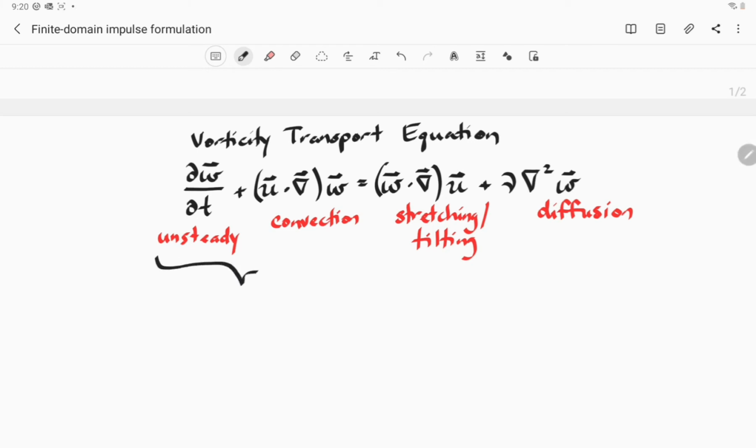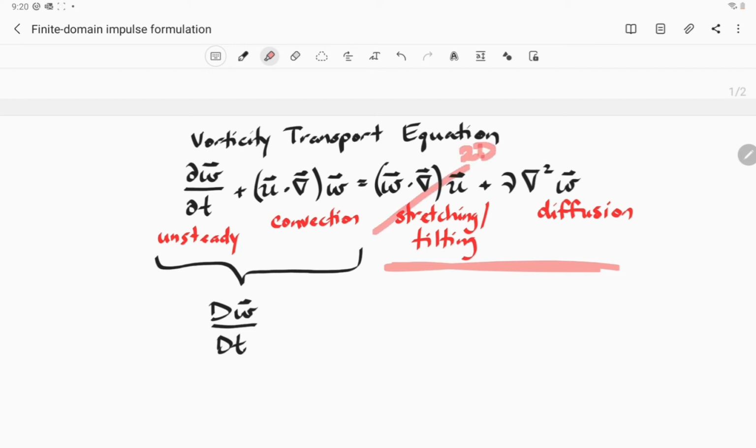But if we combine these first two terms, we're actually getting back the material derivative. So that is the rate of change of vorticity of a fluid element that we're following. So now we can take this right half and substitute that in. Now we have an additional simplification, because in 2D, this term is going to vanish, so we're going to be left only with the diffusion term.